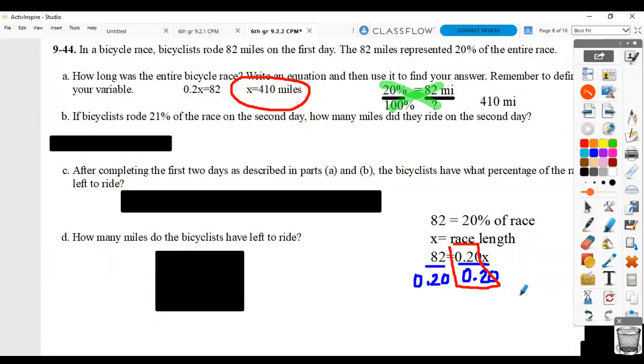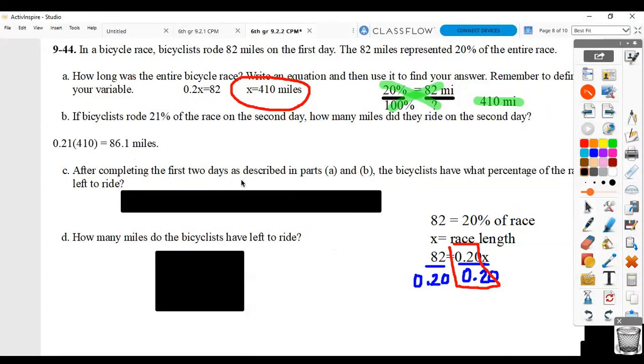B, if bicyclists rode 21% of the race on the second day, how many miles did they ride on the second day? Well, if we know the entire race is 410 miles, then 21% of 410, we would change that to 21 hundredths, because percent as a decimal is 0.21, times 410. And you can put that in your calculator and get 86 and 1/10 miles.